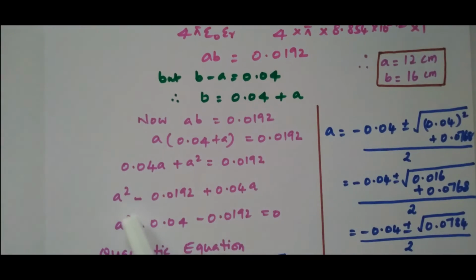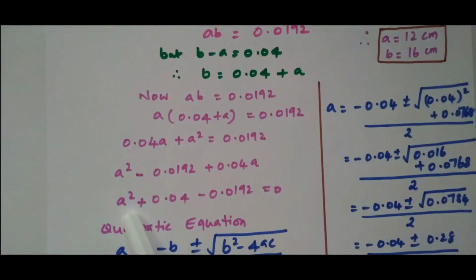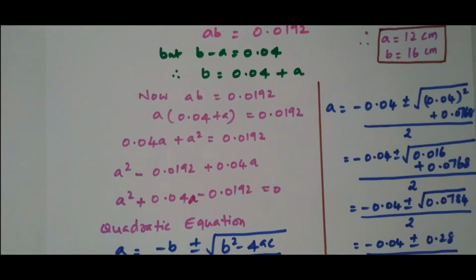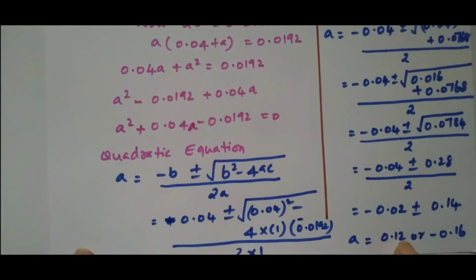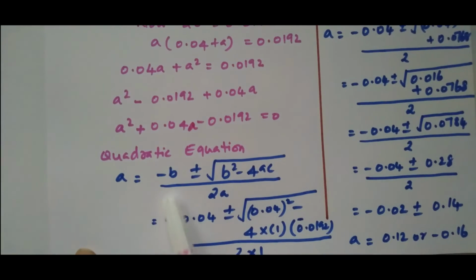So rearrange this, so that the term is brought here, minus 0.0192. We rewrite it as A square plus 0.04 A minus 0.0192. So this is a quadratic equation. The A value is 1, the B value is 0.04, and the C value is minus 0.0192. The A value can be calculated from this general formula: minus B plus or minus square root of B square minus 4AC, divided by 2A.